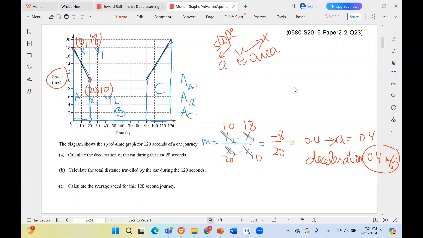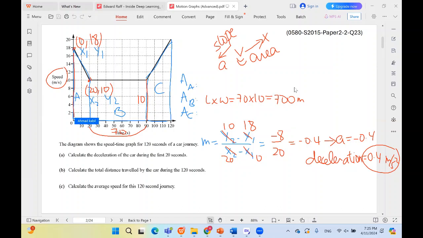I'm going to start with the simplest one, which is B, because the rectangle is easier to figure out. So B lies between 20 and 90. So the width here is 70. And the height or the length of B is this distance here, which is 10. And the area of B is basically length times width, which is 70 times 10. And this gives us 700 meters.